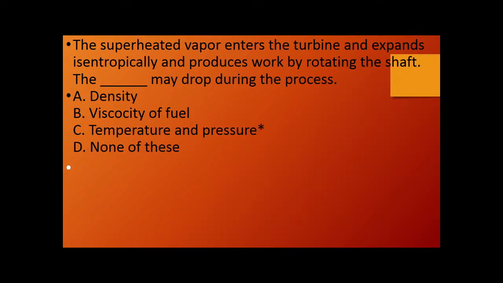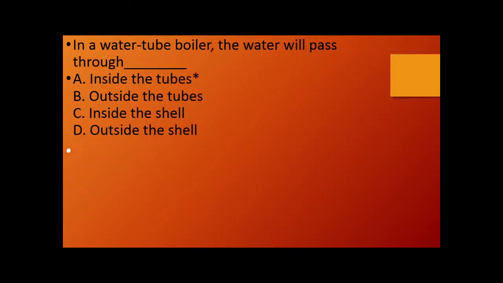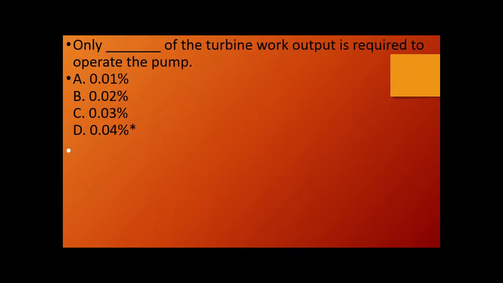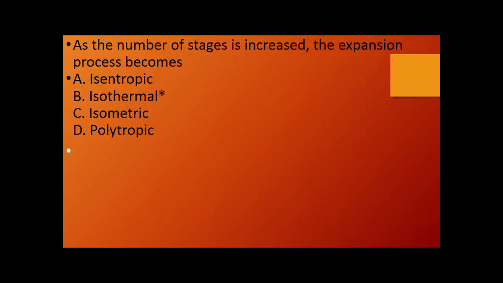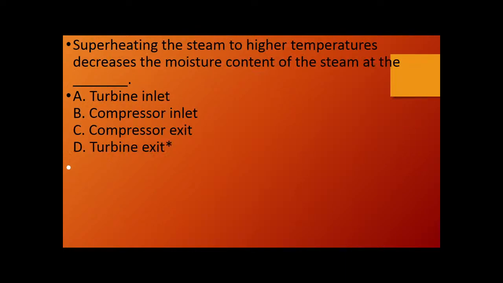The superheated vapor enters the turbine and expands isentropically and produces work by rotating the shaft. The blank may drop during the process. Answer: temperature and pressure. In a water tube boiler, the water will pass through, answer, inside the tubes. Only blank of the turbine work output is required to operate the pump. Answer: 0.04%. As the number of stages is increased, the expansion process becomes, answer, isothermal.